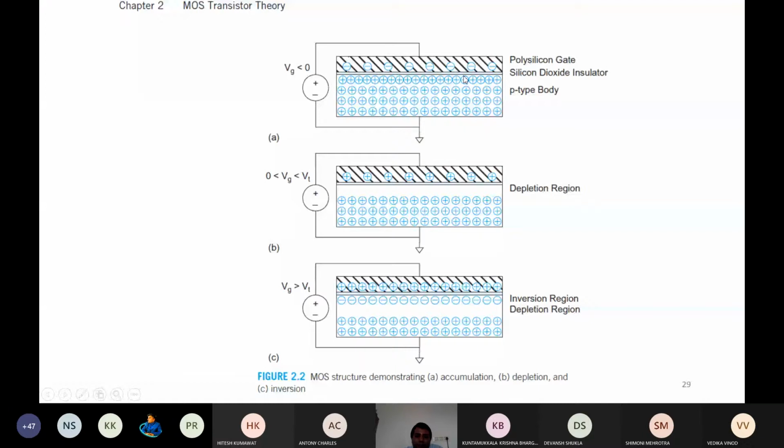Initially a slight positive bias is given, then positive charges are created on the gate, and they will try to repel holes. So holes will be repelled out, and obviously it can attract electrons, but that requires a certain voltage. Minority charge carriers will be coming here.